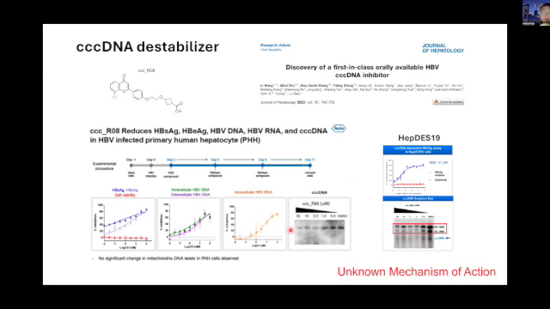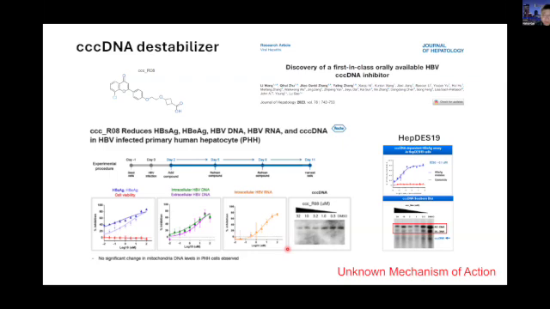A study from Roche a couple of years ago reported that they discovered a cccDNA destabilizer called CCCR08. With this compound, in minicircle cccDNA or stable cell lines, or using HBV infected primary hepatocytes, you can see a decrease of cccDNA upon treatment with the CCCR08 compound. But the potency needs to be further improved because you cannot completely remove the cccDNA, and also the mechanism of action is unclear.